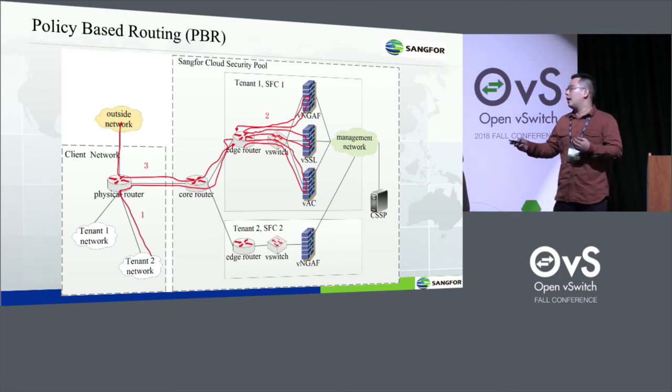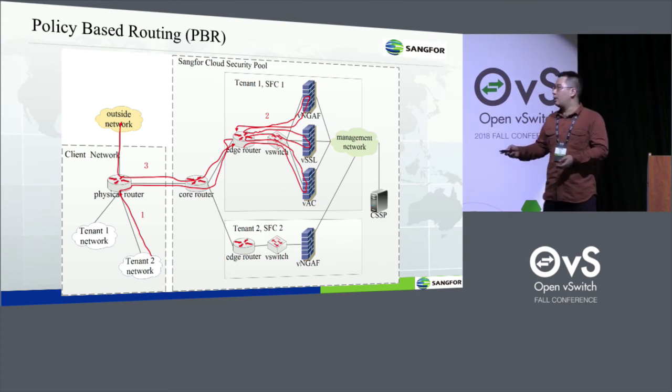Okay, then after finishing the SFC path, the flow comes back to the edge router. And the edge router uses the default route to steer the traffic to the core router. And the core router uses the default route to direct it to the physical router. And the physical router also uses the default route to steer the traffic to the outside world.